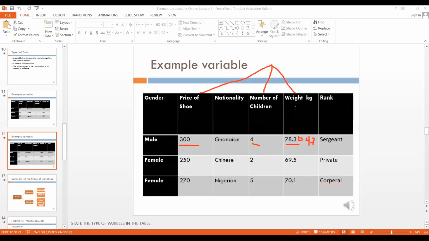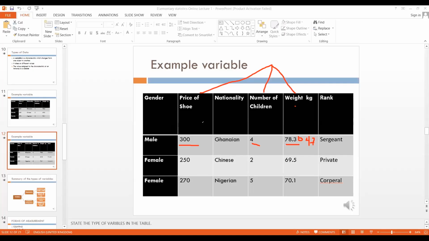Then when it comes to price of shoe too, we have clear pricing. Okay? Clear cut pricing. So it's either 1 cedi, 2 cedis, something like that, okay? It is very clear. So it tells us that even under quantitative variables, there are different types. There are ones that we count and ones that we measure, okay?